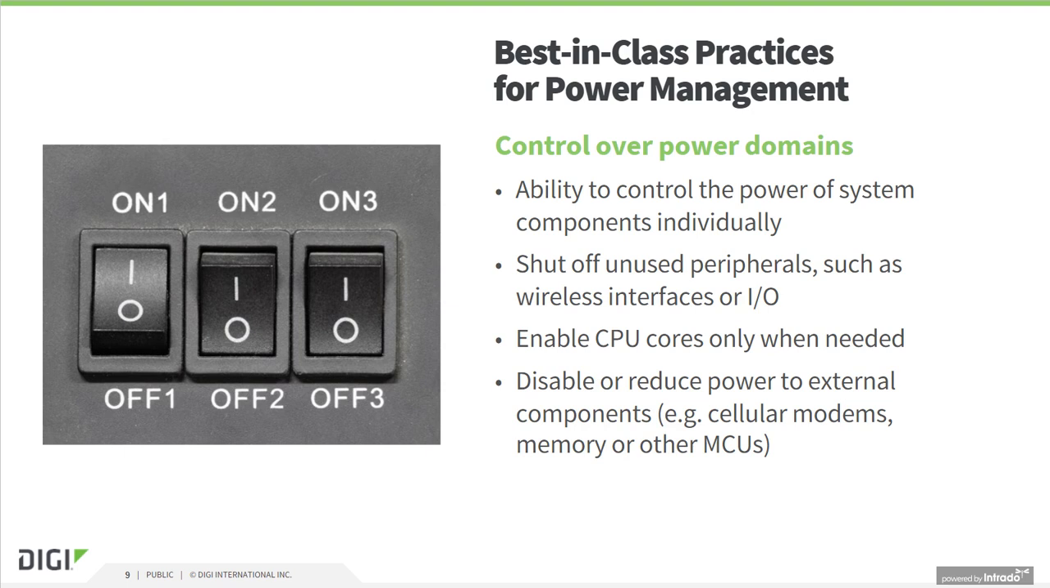On multi-core or heterogeneous compute systems, it is often possible to extend this principle to allow control over individual CPU cores. Further examples include a cellular modem or memory that's external to the module. While each of the power gains may be minimal, when you add them all up, their sum becomes significant.